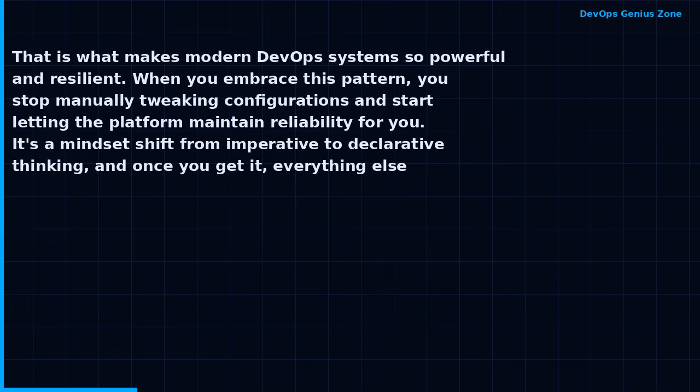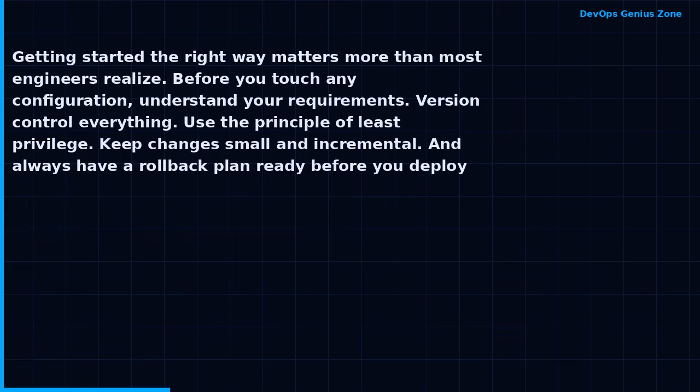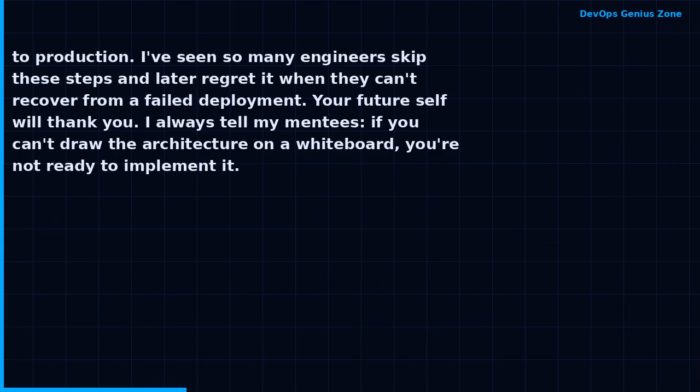Getting started the right way matters more than most engineers realize. Before you touch any configuration, understand your requirements. Version control everything. Use the principle of least privilege. Keep changes small and incremental. And always have a rollback plan ready before you deploy to production. I've seen so many engineers skip these steps and later regret it when they can't recover from a failed deployment. Your future self will thank you.